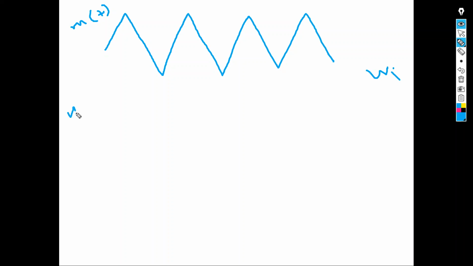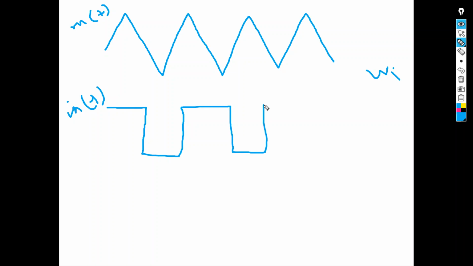Then you first find m prime of t. Can you find this for me? Yes, it's this. You derived it. When the edge is going up, you put a constant value on the positive side. When it's going down, negative. Because what's the derivative of, let's say, 5t? 5. What's the derivative of minus 5t? Minus 5. And you continue like this.